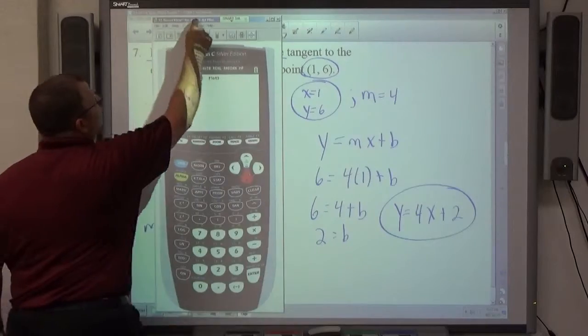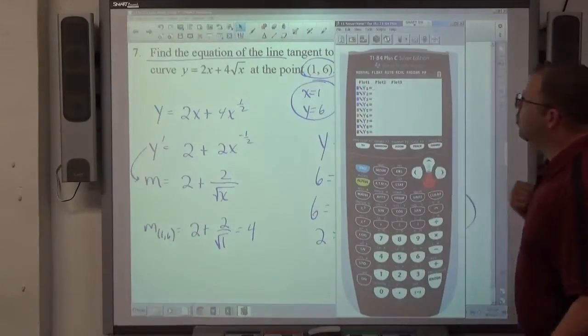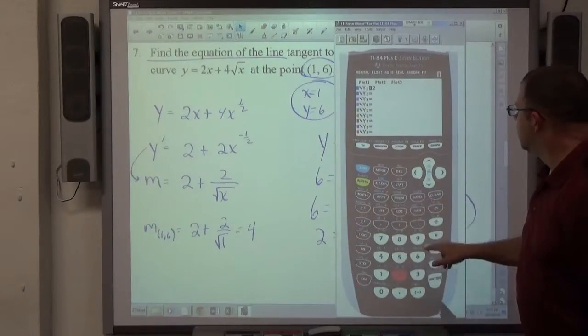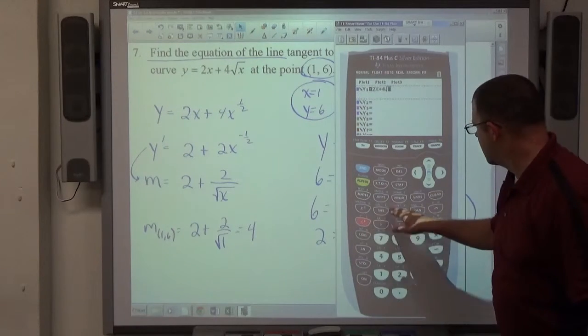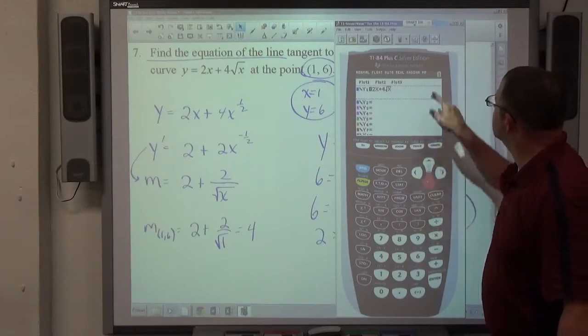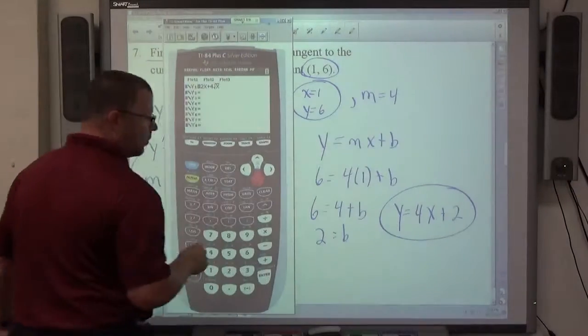The original equation was 2x plus 4 square root of x. Our answer, y equals 4x plus 2.